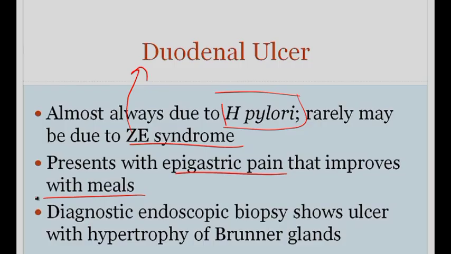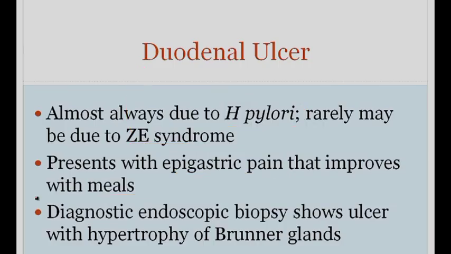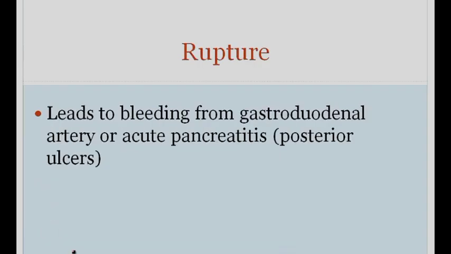Now, the way by which you could prove that there's a duodenal ulcer and confirm the etiology is to do an endoscopic biopsy. And that would show the ulcer along with hypertrophy of the Brunner's glands. And the Brunner's glands are glands present within the wall of the duodenum that of course produce a mucus-like substance. And so, of course, there would be excess mucus-like substance to try to protect against this damage that's occurring with a duodenal ulcer.